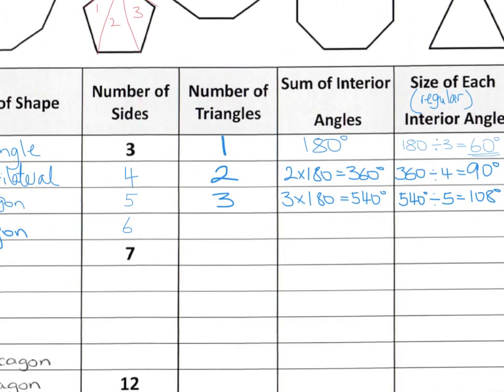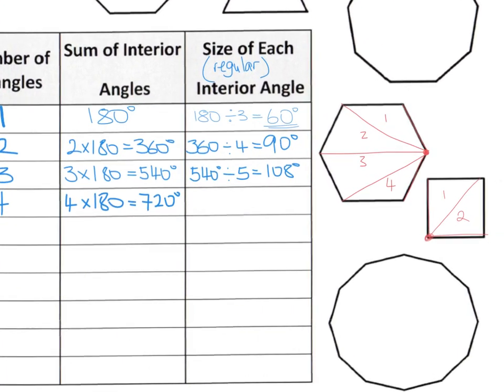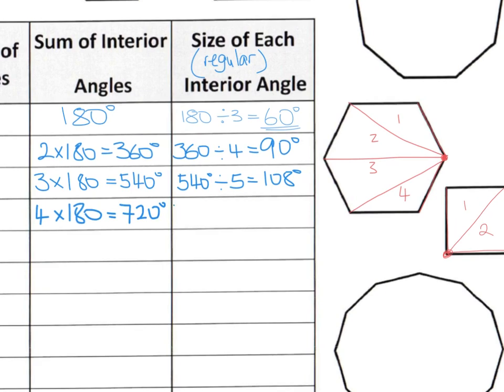So, six-sided shape, we have 4 triangles, which means all the angles add up to 4 times 180, which is 720 degrees. Okay, and then if it's a regular hexagon, all the angles will be 720 divided by 6 corners, which is 120 degrees.